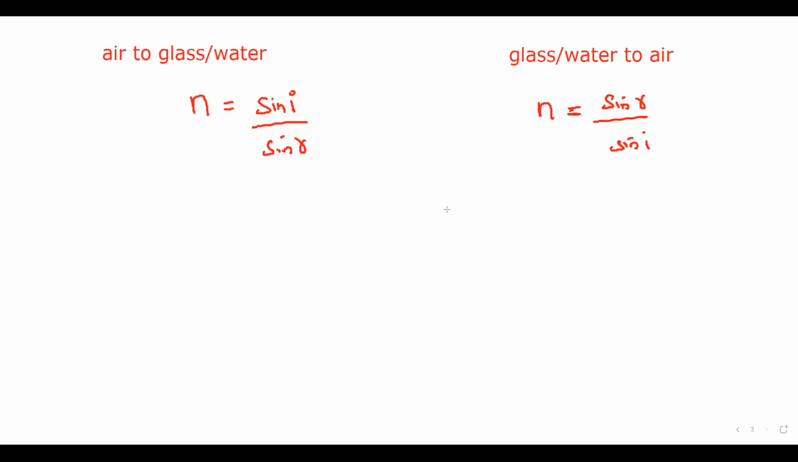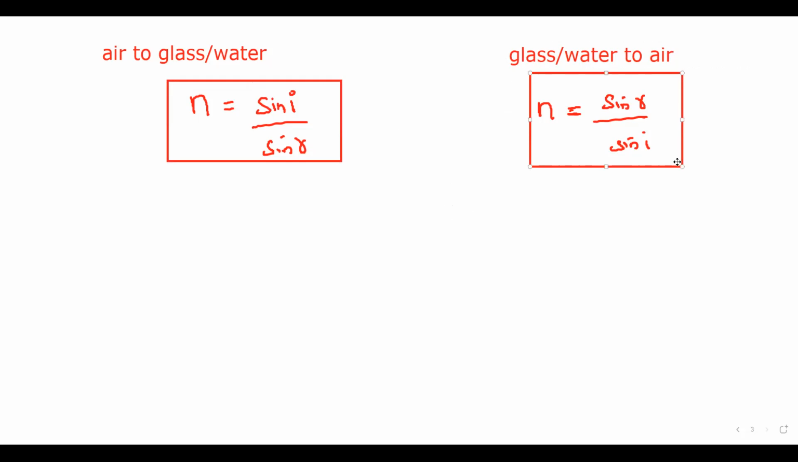Now some more examples related to calculation, because sometimes you have to calculate the refractive index, sometimes you have to calculate the angle as well. So how will we use these formulas? In most questions the light is traveling from air to glass, so this is very common. But there are some questions in which the light might travel from glass or water to air, so you will use the opposite formula. Is it easy to remember?